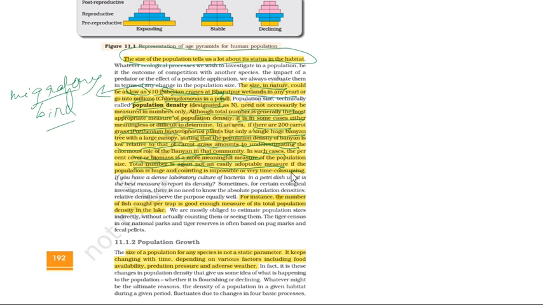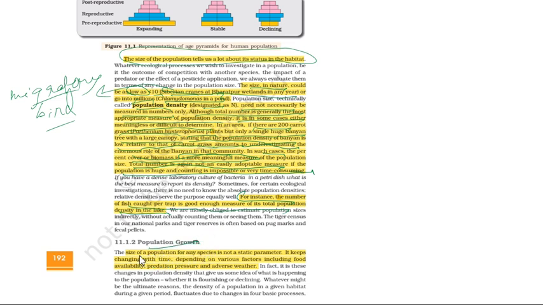Okay, now next point, see, they are telling you total number is again not an easily adoptable measure, if the population is huge and counting is impossible. I hope you get this. Now next, for instance, the number of fish caught per trap is good enough to measure its population density in the lake.